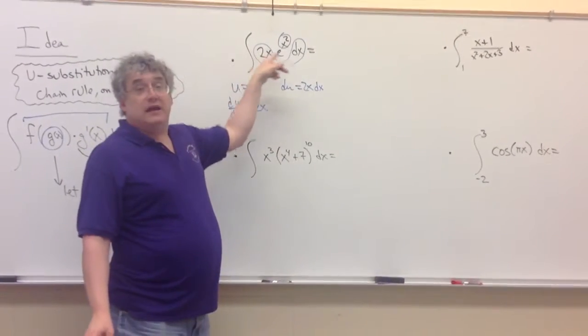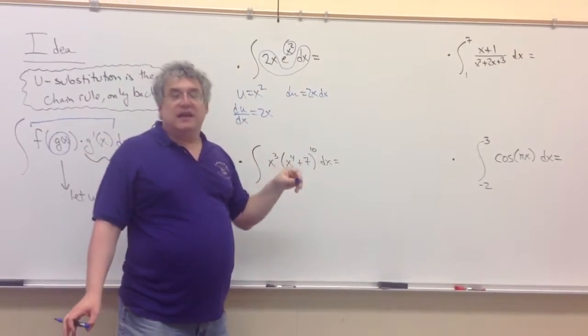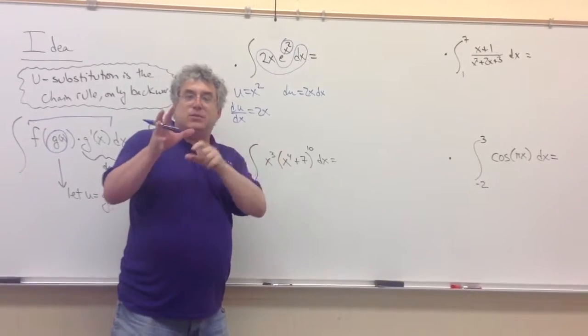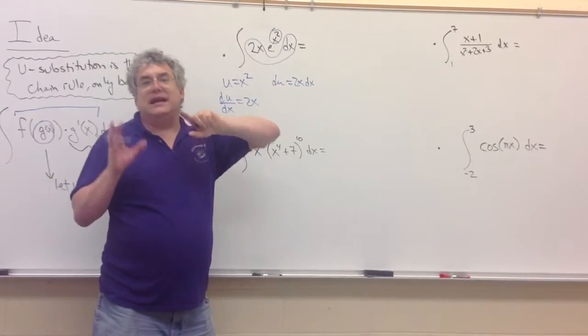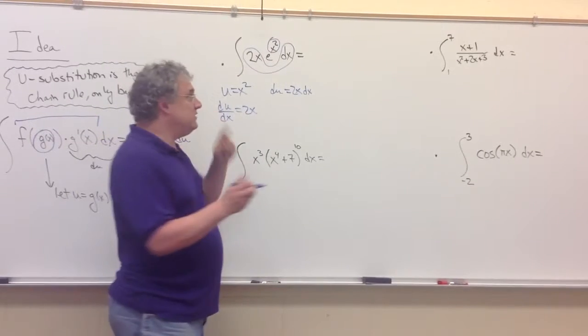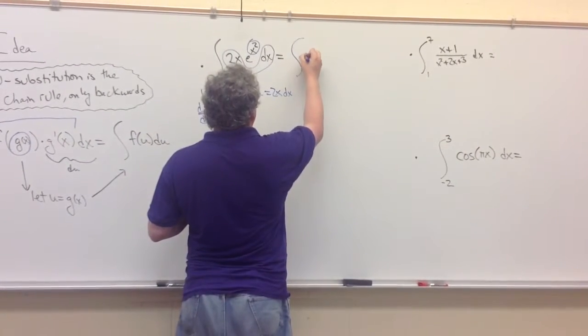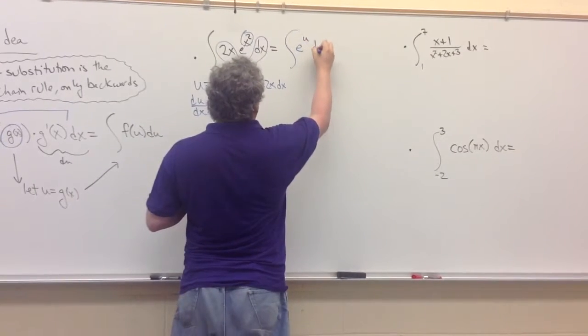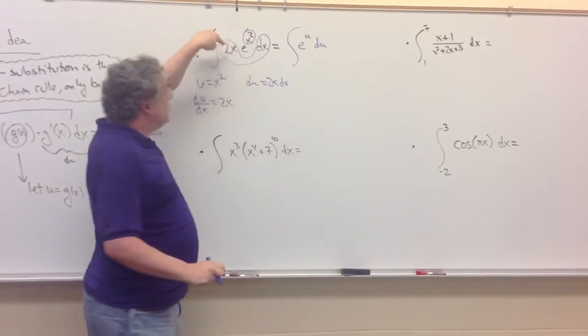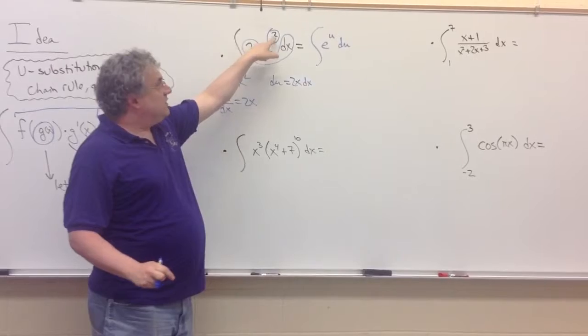It has to be multiplied on. It can't be added. It can't be divided. It can't be piecemeal, part of it here, part of it there. It has to all be multiplied as a factor in the whole thing. But then if it's there, which it is here, we have e to the u du. Because that's our u, that's our du, e to the u du.